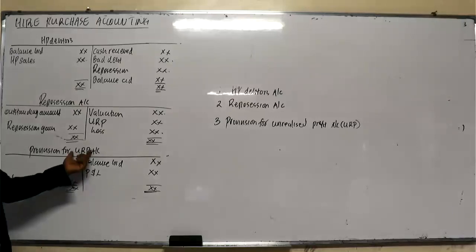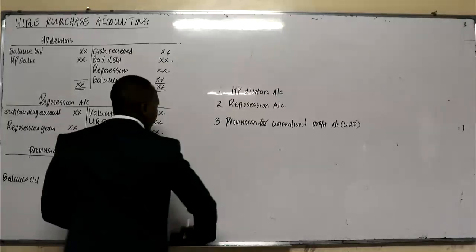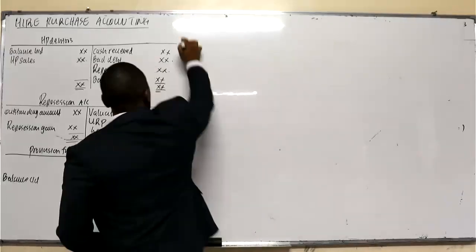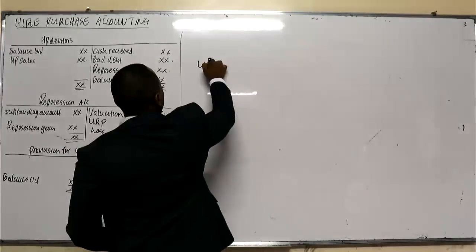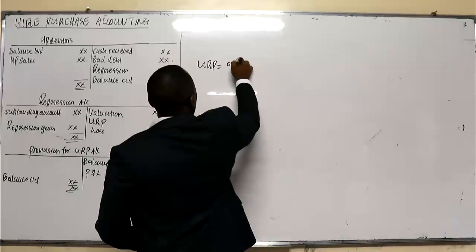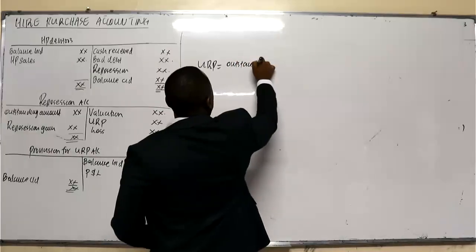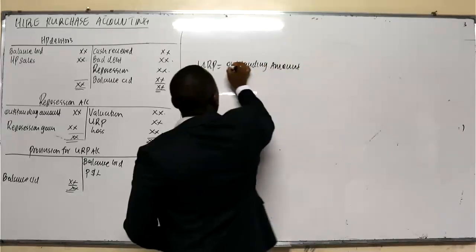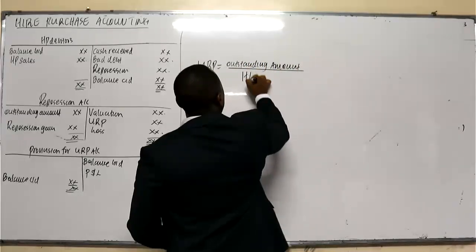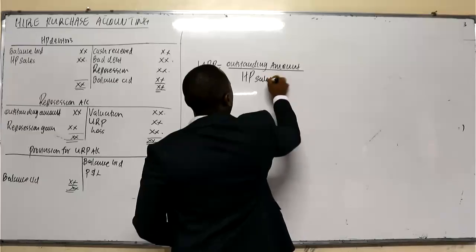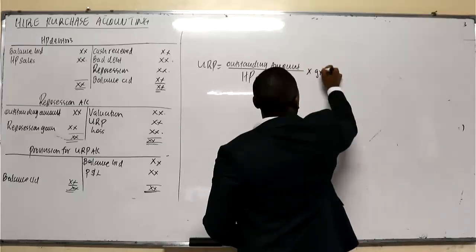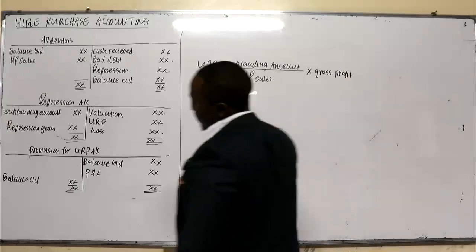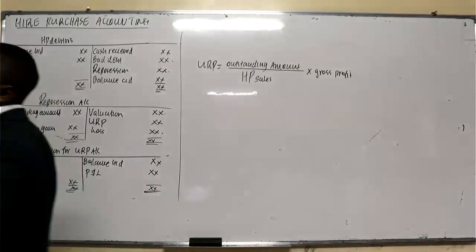And how do you determine the unrealized profit? Now, this will determine the unrealized profit. To get unrealized profit, you take the outstanding balance in proportion of the hire purchase sales, then you multiply by the gross profit. That's how you get the provision for unrealized profit. Now you can copy the format.